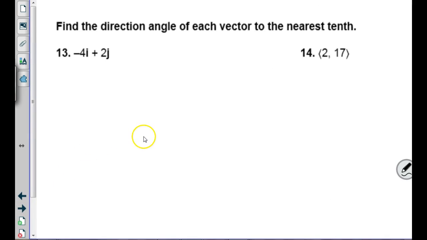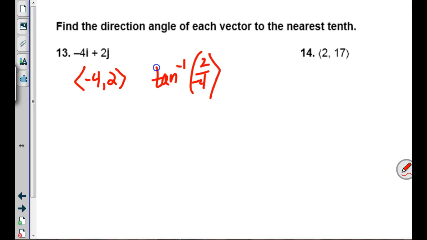So we have these two. Can you do these two on your own? This is -4, inverse tangent, 2 over -4. Whoops. No, I can't write.